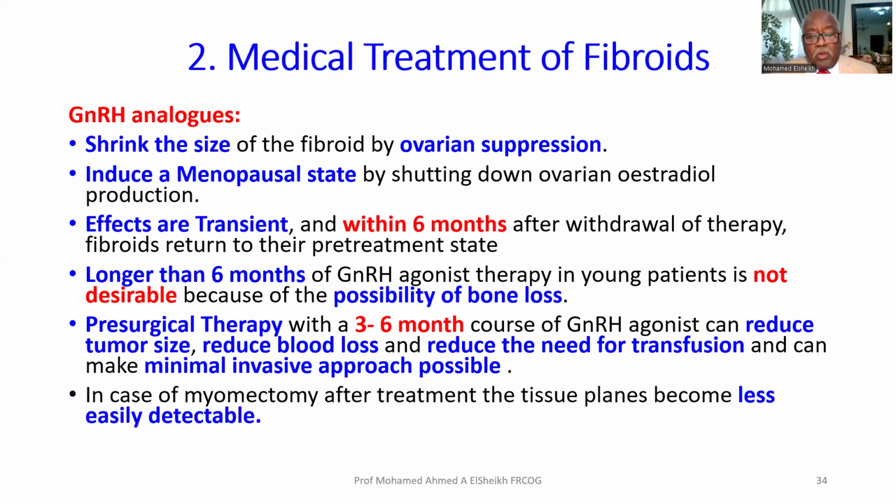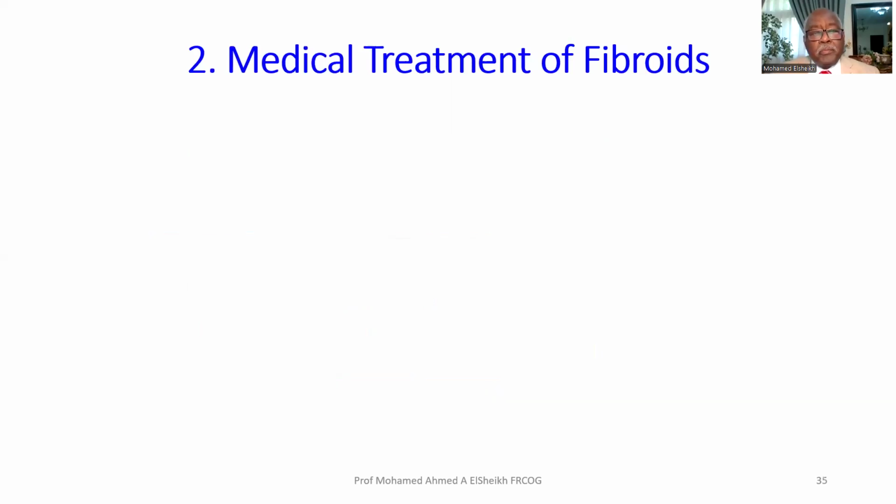In case of myomectomy, after treatment, the tissue planes become less easily detectable. And this is a complication of the GnRH. When doing a myomectomy on a lady who had GnRH agonist previously, you might find difficulty in separating the tissue planes in the fibroids during myomectomy.